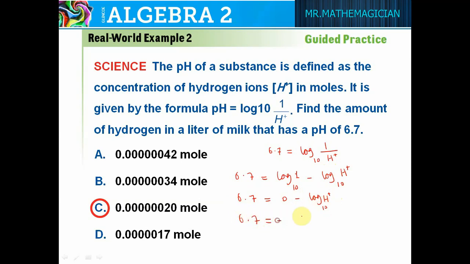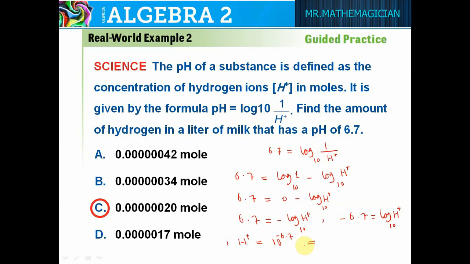So 6.7 equals negative log H positive base 10. Now if you multiply by negative 1, negative 6.7 equals log H positive base 10. Now transform into exponential, so H positive will be equal to 10 to the power of negative 6.7.